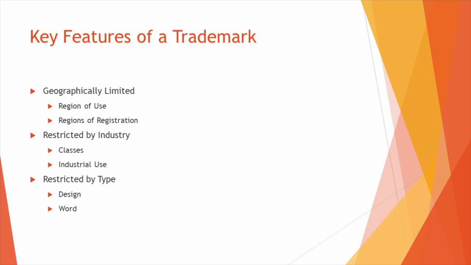The final type of restriction is by type. In several jurisdictions, India included, there are different types of registration that can happen even within the same class. In India, for example, it's divided into a design trademark and a word trademark. A design trademark refers to a visual arrangement. It's a combination of words and other visual elements in a specific way, whereas a word registration is a trademark that applies only to the arrangement of words.